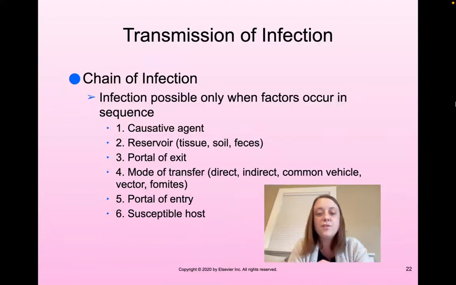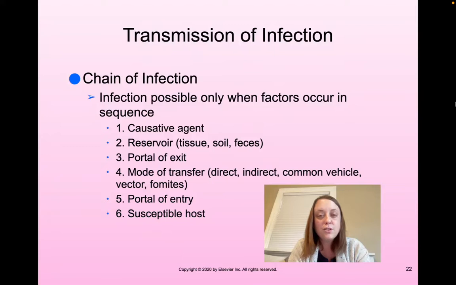So different modes of transfer are direct. An example would be sexually transmitted infections, direct contact with the infective organism and the other person. Indirect, so droplets from coughs or sneezes. Common vehicle, so like airborne transmission, tuberculosis transmitted just on the air, or Legionnaires, breathing in the same air where that organism exists. Vector is another mode of transfer.